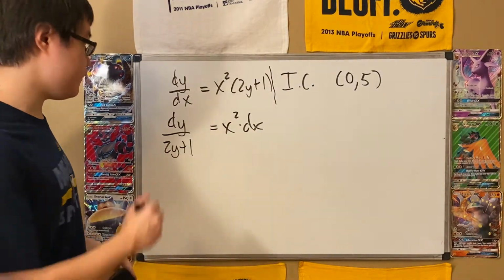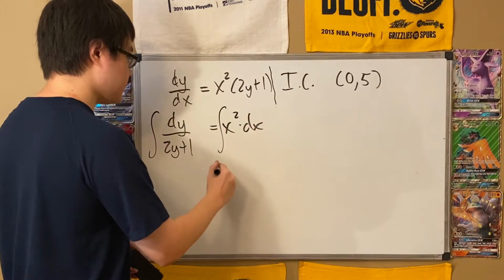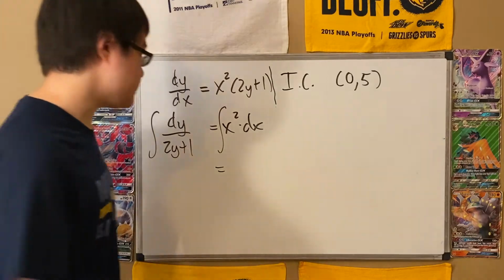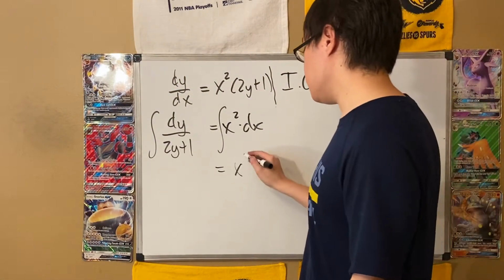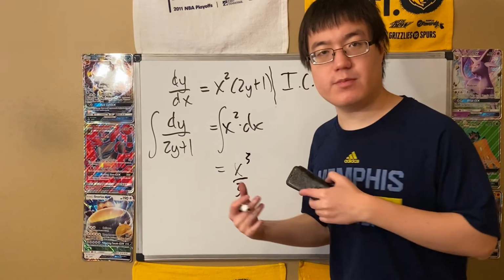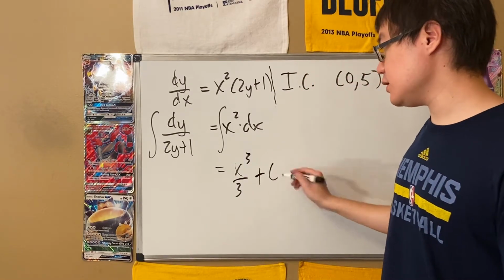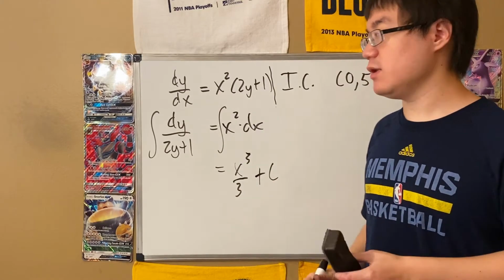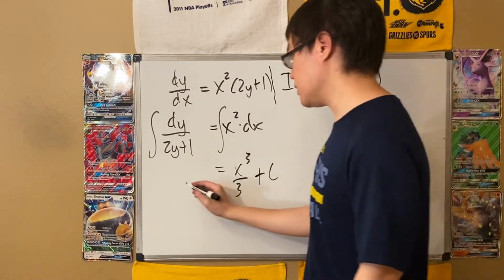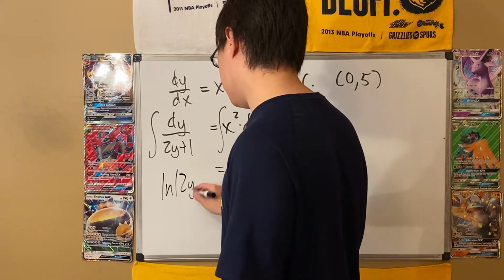Then we're going to integrate. Let's integrate this other side because this other side looks easier. Just the power rule, of course, add 1, flip that new exponent, x cubed over 3. Even if this will be an ln case, we're going to write plus c. Then, because this is linear, y is equal to mx plus b, this will be an ln. So it's going to be the ln of 2y plus 1.